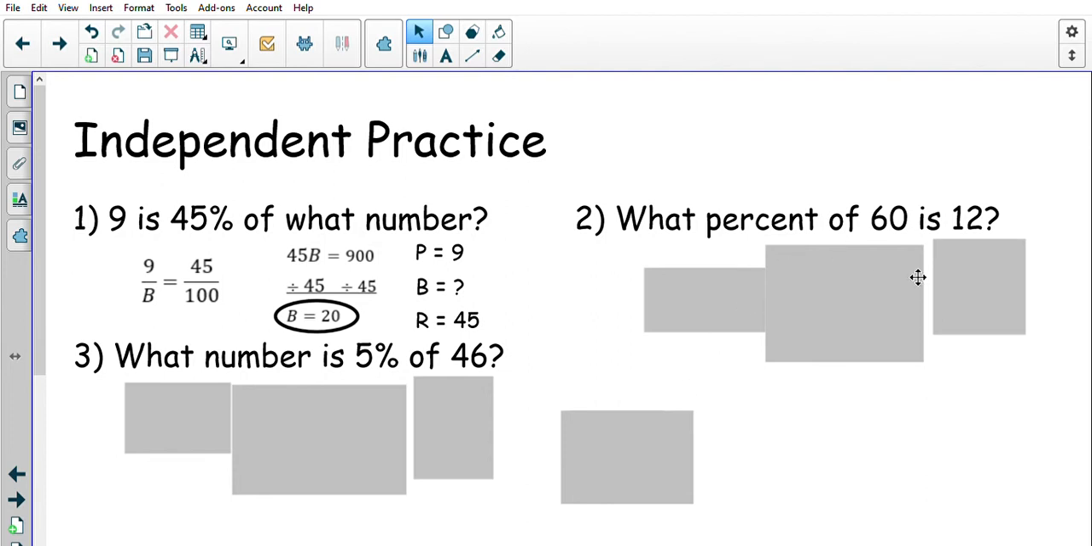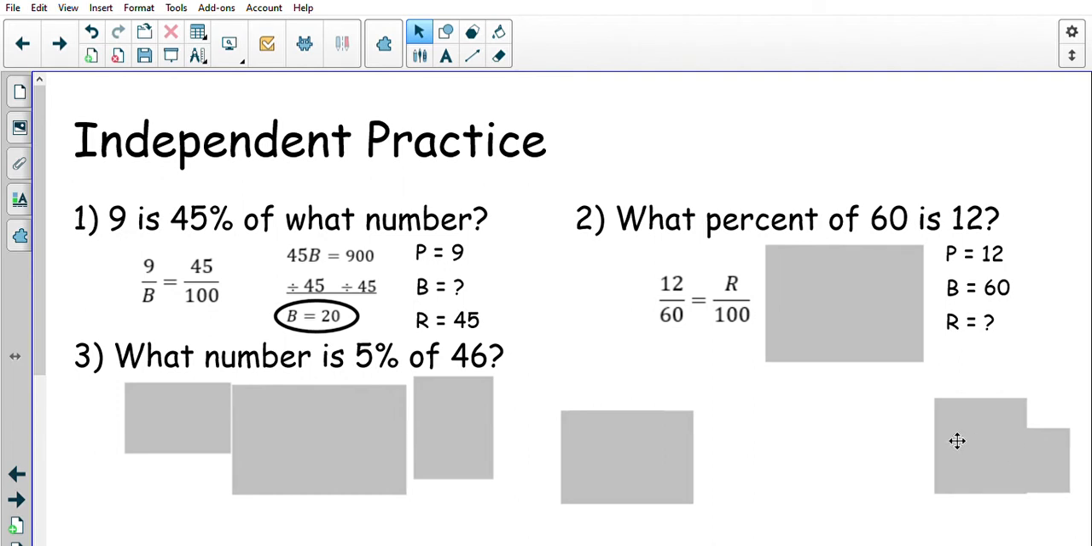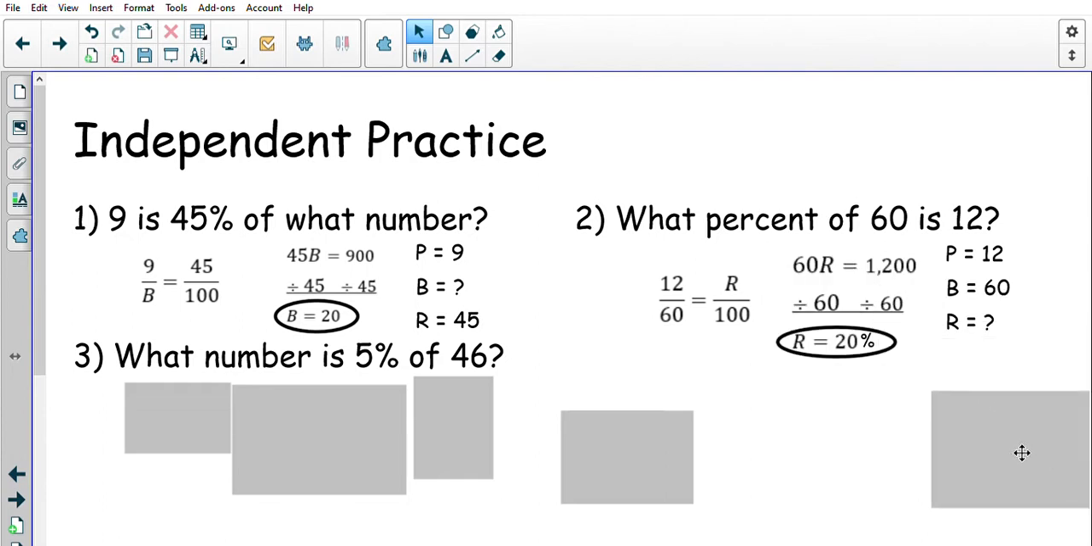Number 2, what percent of 60 is 12? The base is 60, the part is 12, R is our unknown. So we'll have 12 over 60 equals R over 100. We'll cross multiply here. 60 times R is 60R. 12 times 100 is 1200. Divide by 60 and we will get R equals 20%. So what percent of 60 is 12? Well, it is 20%, which makes sense because 12/60ths reduces to 1/5 or 20%.